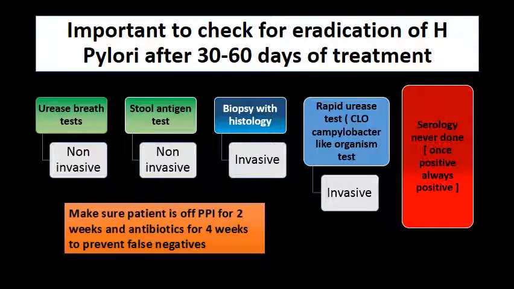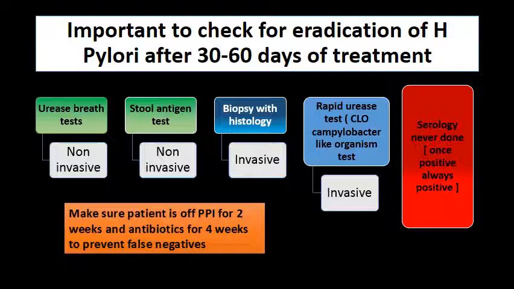Now, once you give a patient triple or quadruple therapy, you have to check whether the Helicobacter pylori infection has been eradicated or not, because it has a tendency to recur. So these are the tests that are available. You can do a urease breath test, which is non-invasive, or a stool antigen test, which is also non-invasive. But stool antigen testing will need a stool sample, which is kind of yucky, and the urease breath test has cons too.